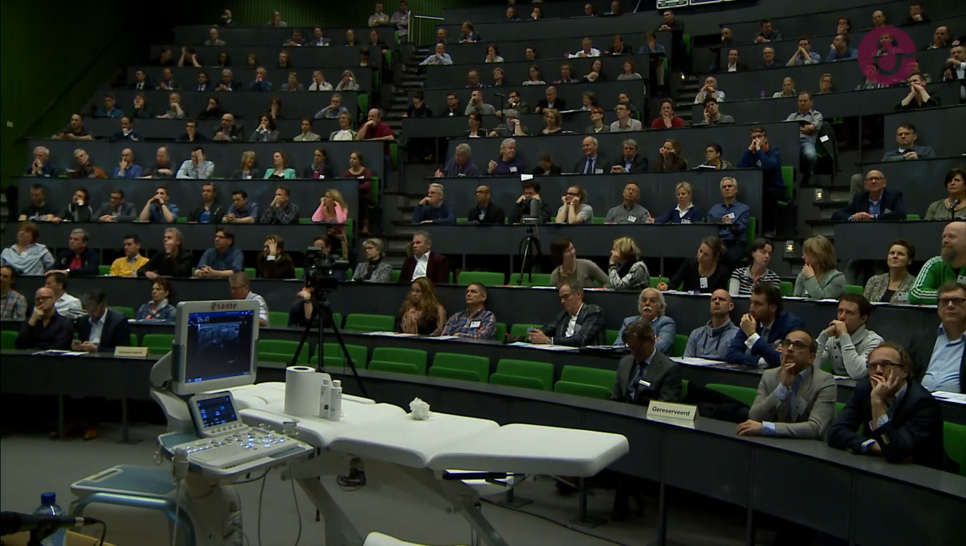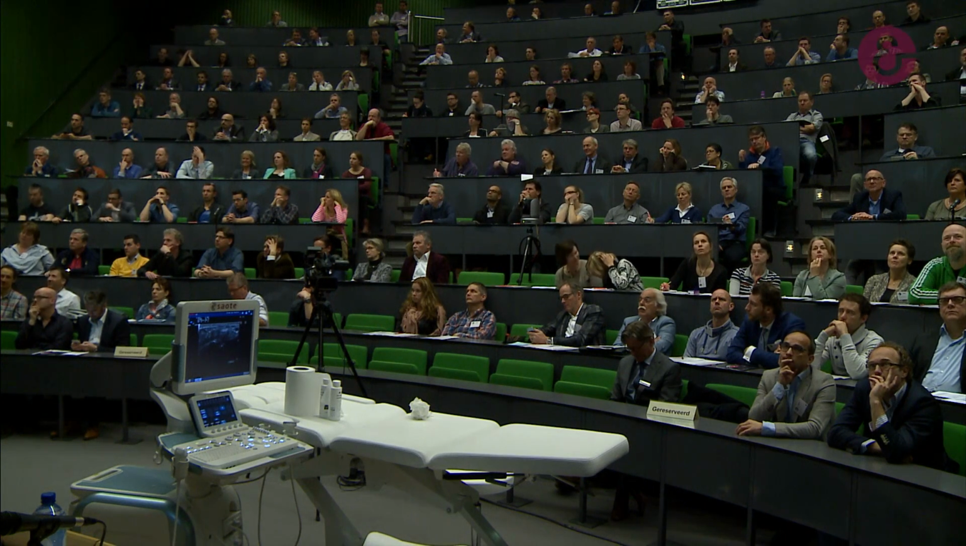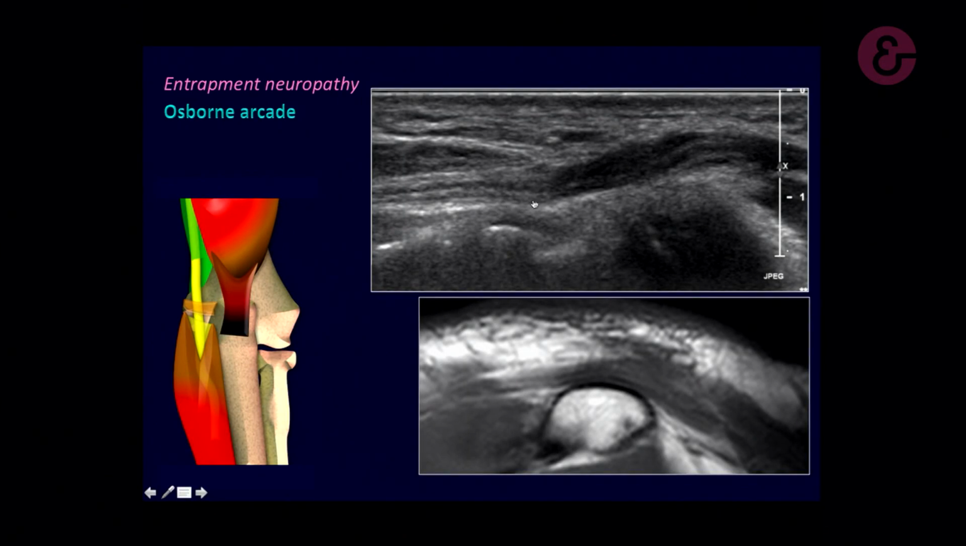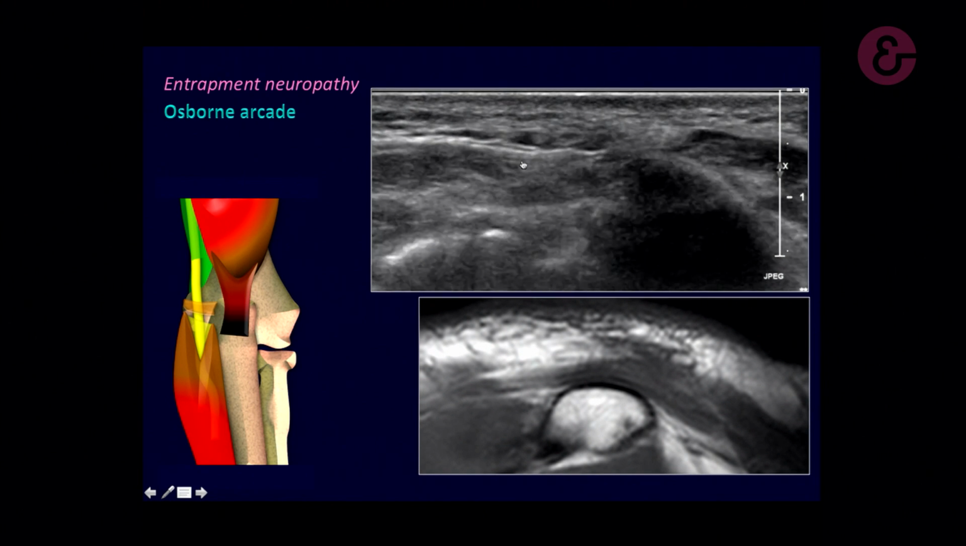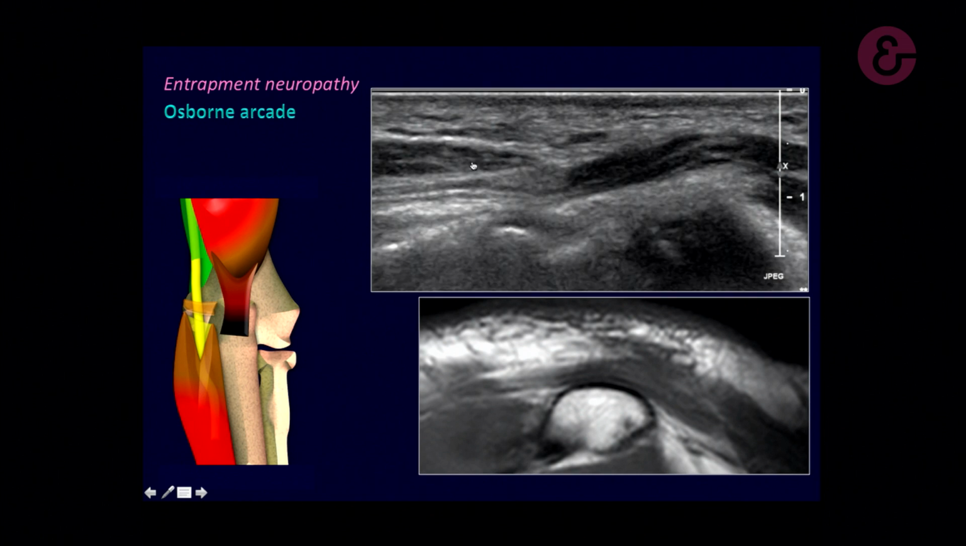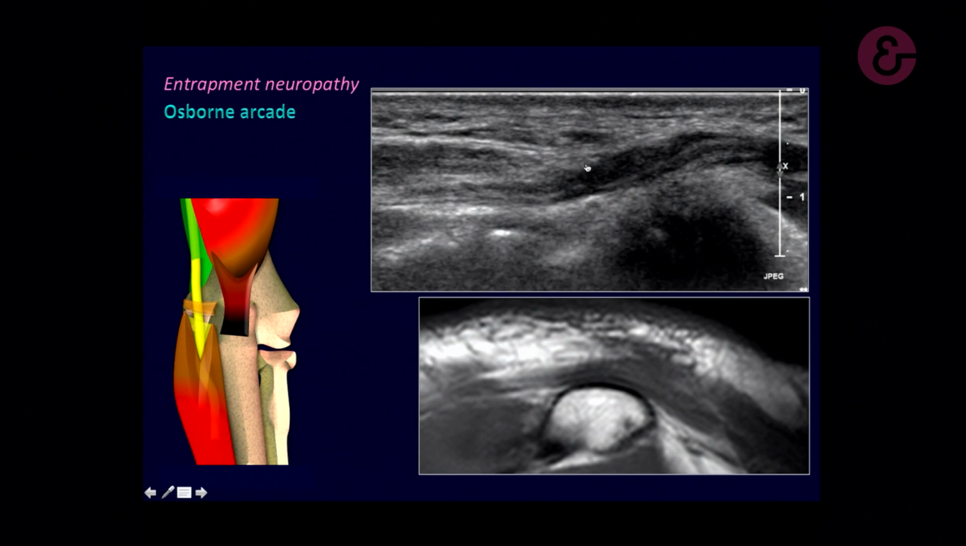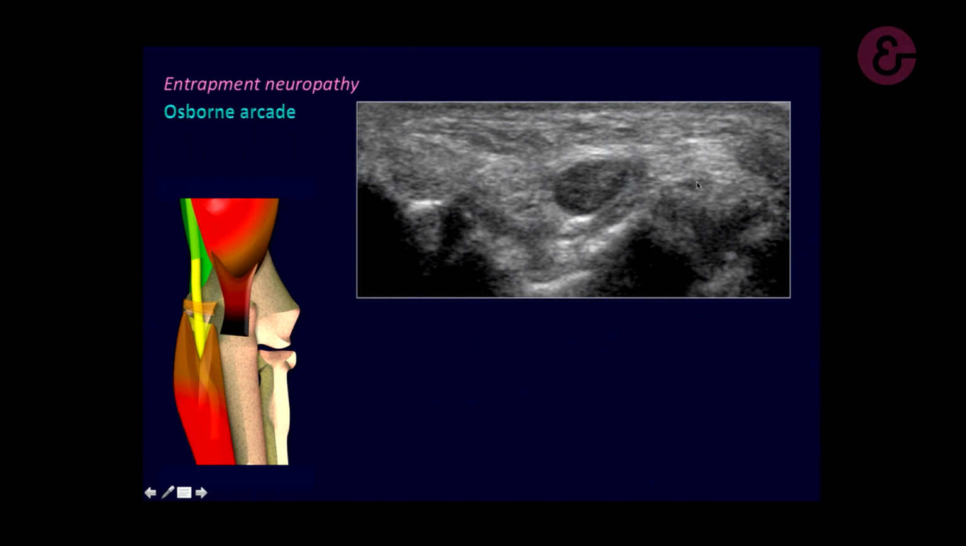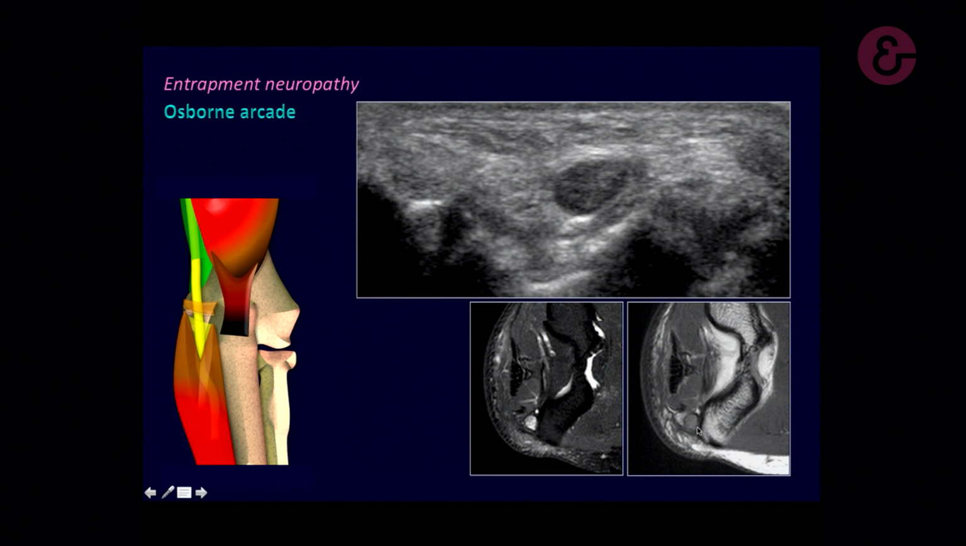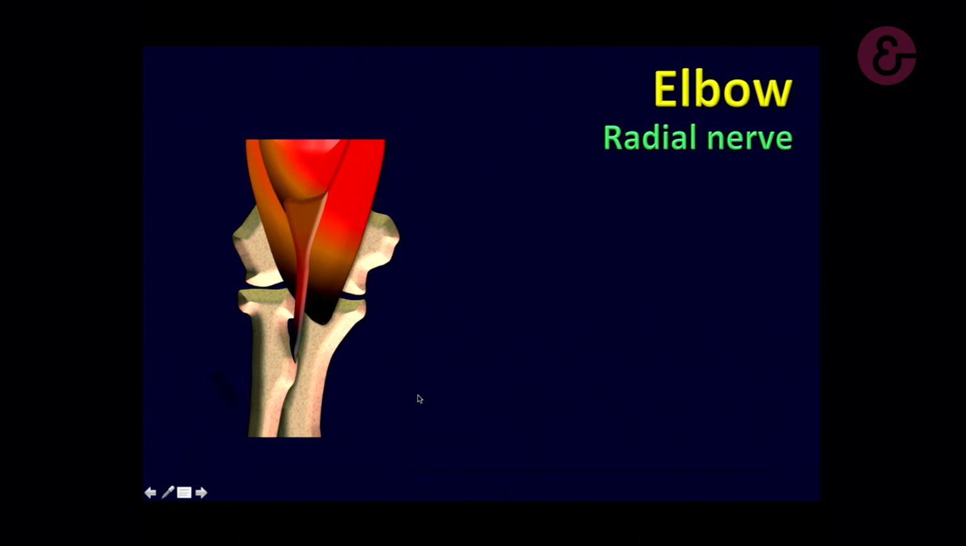And this is a clip. Look, pathologic nerve, normal nerve. It is black and white. And if I move, you can see here the flexor carpi ulnaris, and this is the Osborne arcade, the white structure. And the compression is over there. There is no doubt. This is the axial image, and this is the MRI image of the swollen nerve proximal.